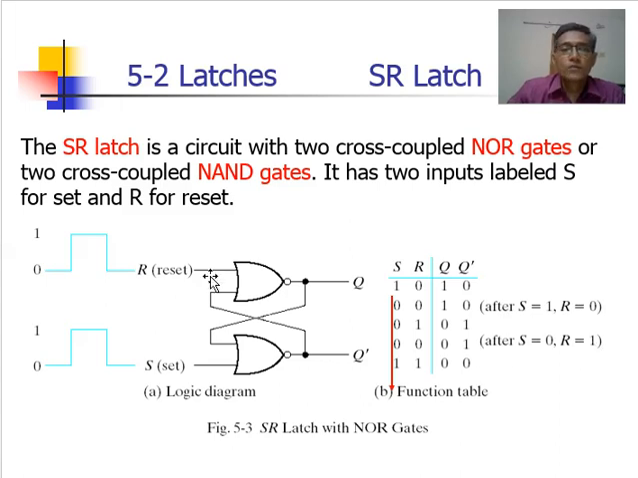When both inputs S and R are 1, what happens? If any one input of the NOR gate is 1, the output becomes 0. But this is not an appropriate condition of output. What is the condition of output? Here this is Q and this is Q dash, that is, one is the uncomplemented output and one is the complemented output. But the situation here is that both become 0, which we call the indeterminate state.